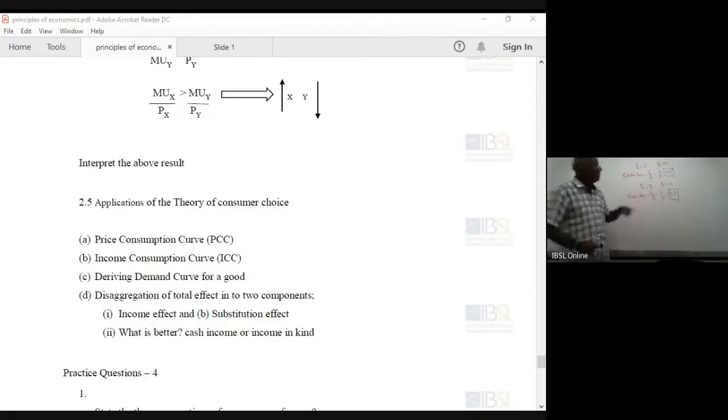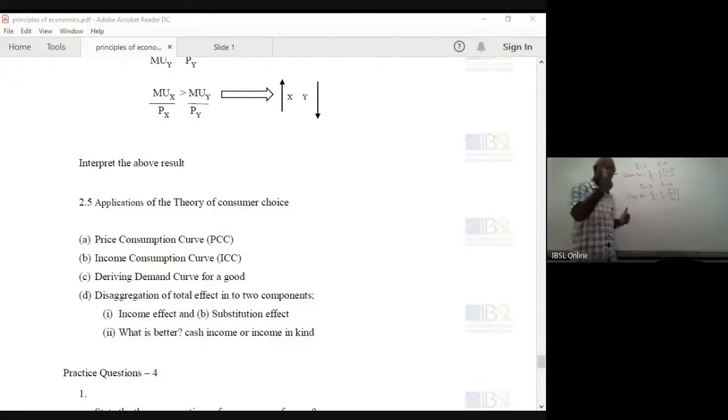Now, what is relative price? Price of X relative to Y. Price of X relative to Y is now lower. As a result, you can afford more of X. In your consumption basket, you buy more of X than Y, because relative to Y, now X is cheaper. You buy more X. That is called substitution effect. In your consumption basket, you substitute X. Substitution effect is you buy more of X.